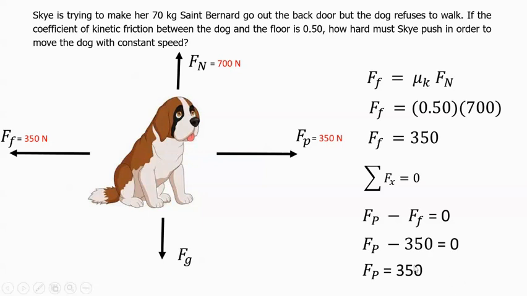So if she pushes any less than 350, then the dog is going to slow down and eventually come to a stop again. If she pushes more than 350, the dog is going to speed up. But if she pushes at 350 newtons, the dog will keep on moving. Okay, so that's an example of how the coefficient of friction plays a role in determining how much friction an object has and how easy that object is to move.